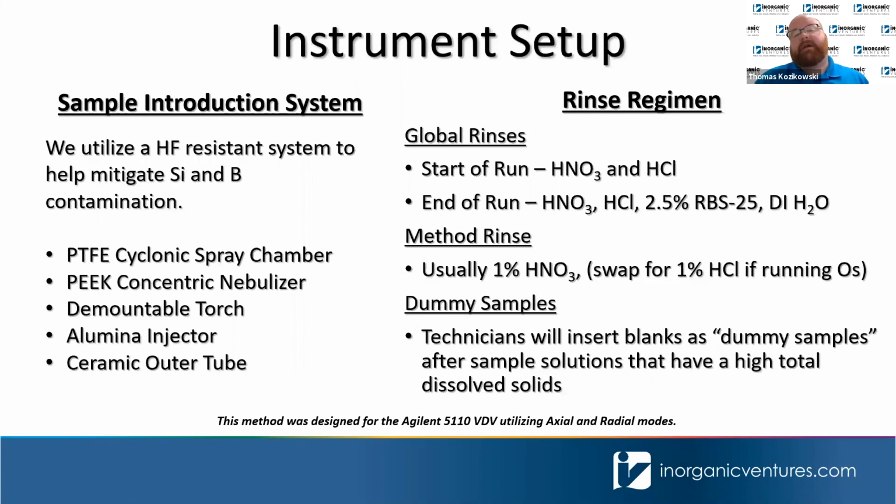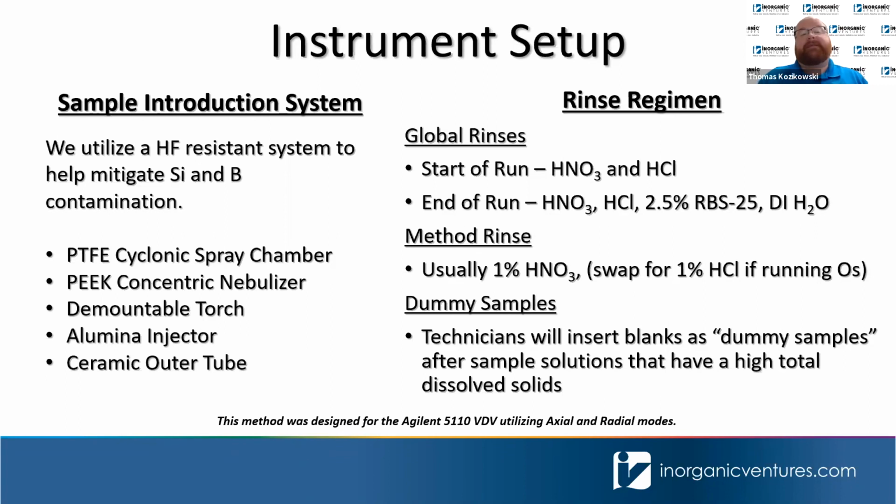The last thing for validation is instrument setup. So we had to specify, what intro system do we use on our ICP in order to get reliable results. So we utilize the HF resistance system to help mitigate silicon and boron contamination. Obviously, we're testing every element you can. So silicon and boron are just as important as all the others. So we have to avoid the glass system.